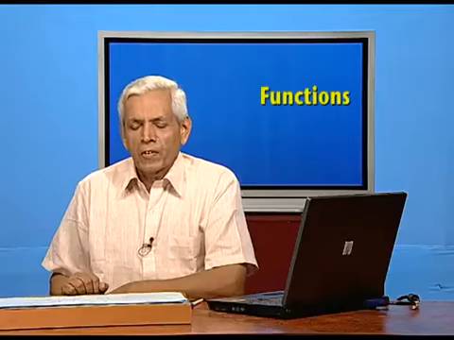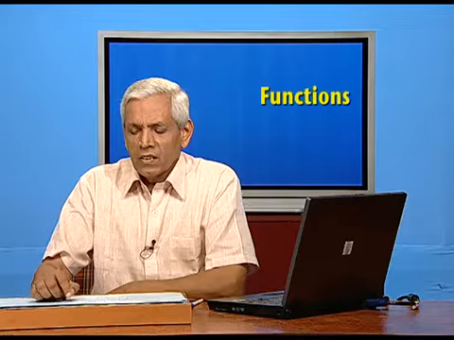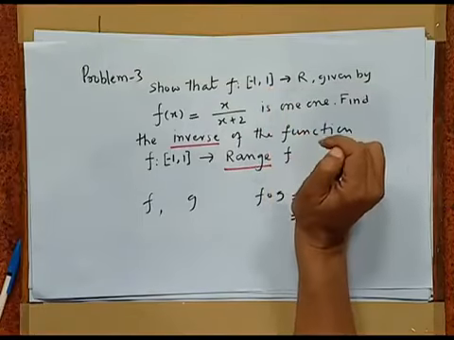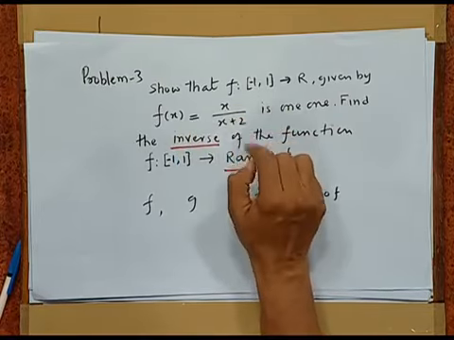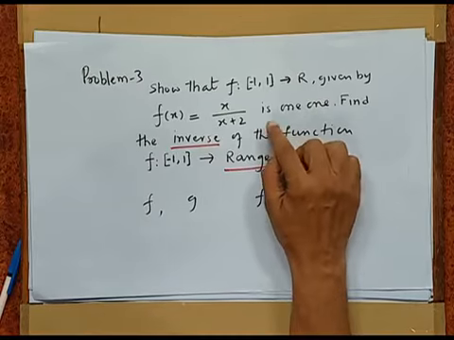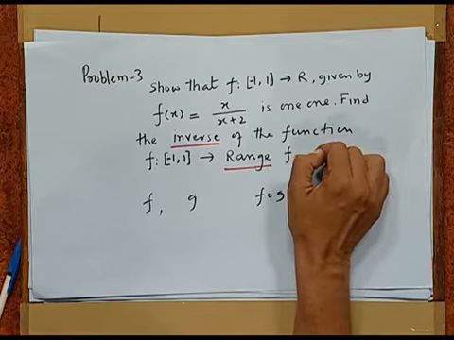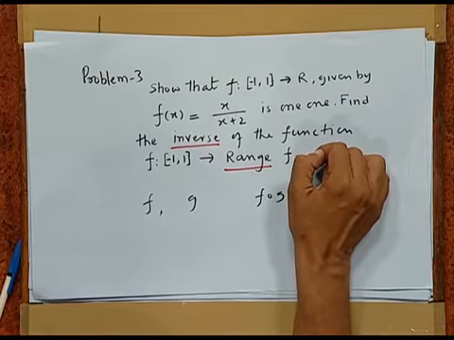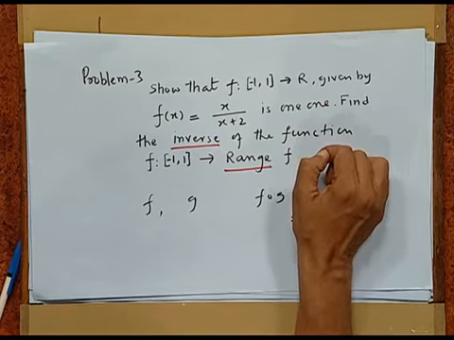Let us take one more problem. We are given a function from -1, 1 to R given by f of x is x upon x plus 2. First of all, we will show that this function is 1-1. And then we have to find the inverse of the function f, from -1, 1 to the range of f.